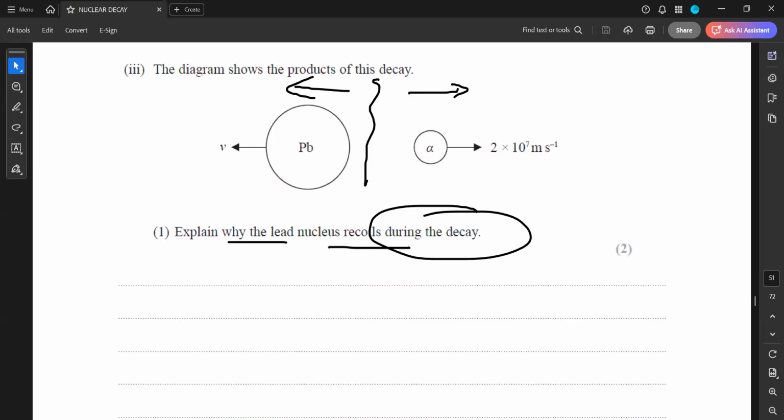So the answer is the momentum must be conserved. Initial momentum is 0, so the final momentum should also be 0. So the momentum of the alpha particle should be the same as the momentum of the lead, but in the opposite direction. So the structure should be: momentum is conserved, one thing, and then they should have equal and opposite momentum so that the final momentum is also 0.